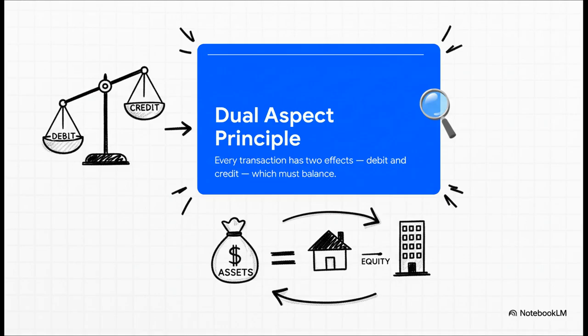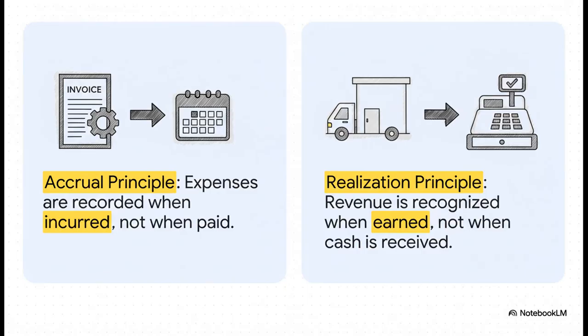The dual aspect principle. This is the very engine that makes accounting run. Every single transaction has two equal and opposite effects. A debit in one account always means a credit in another. It's the reason why that fundamental accounting equation, assets equal liabilities plus equity, has to and always will stay in perfect balance. No exceptions.